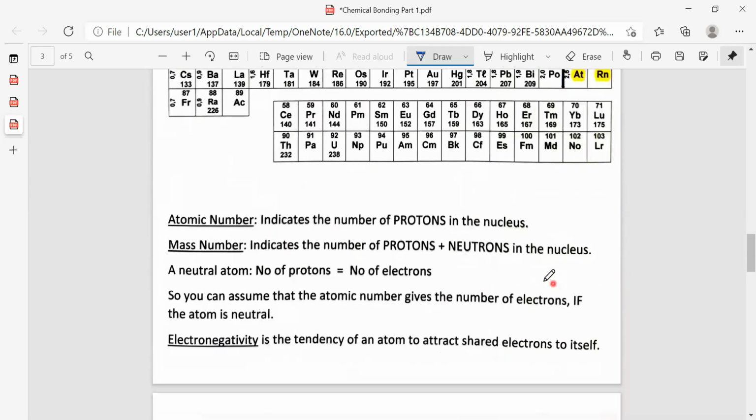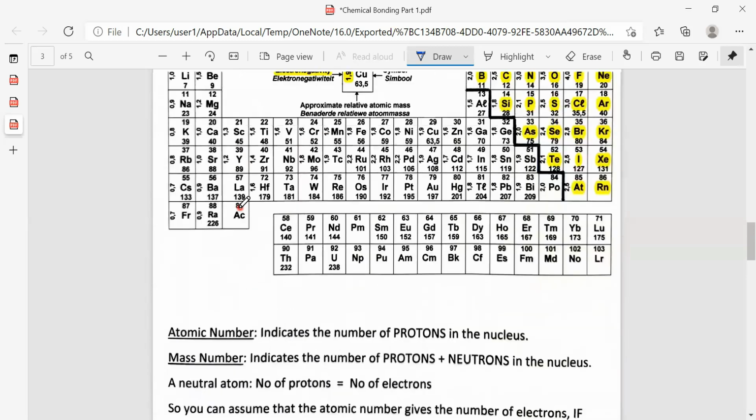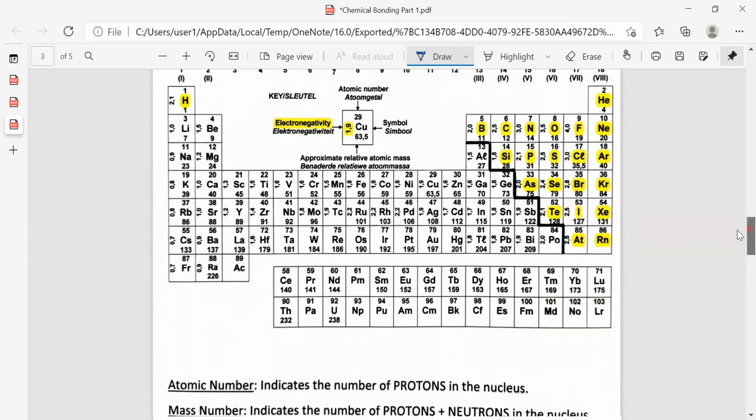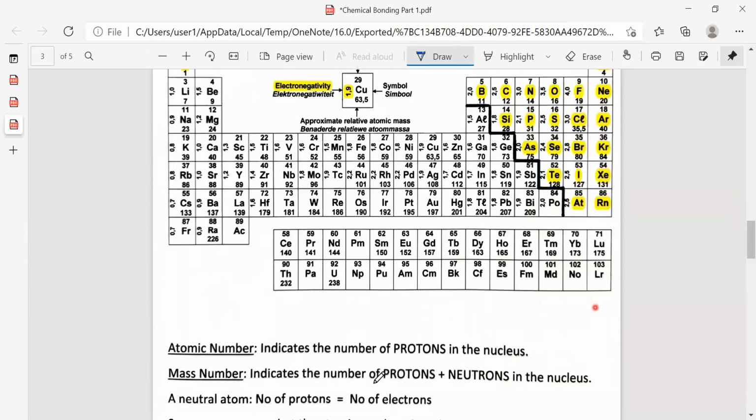So here are the few terms that I've been referring to. The atomic number for oxygen was 8. It's your atomic number. That is the number of protons in the nucleus. The mass number, the bigger number, in oxygen's case is 16. This indicates the number of protons and neutrons in the nucleus. So if there are 8 protons and the mass number is 16, that means there are 8 neutrons as well, because 16 minus 8 is 8.